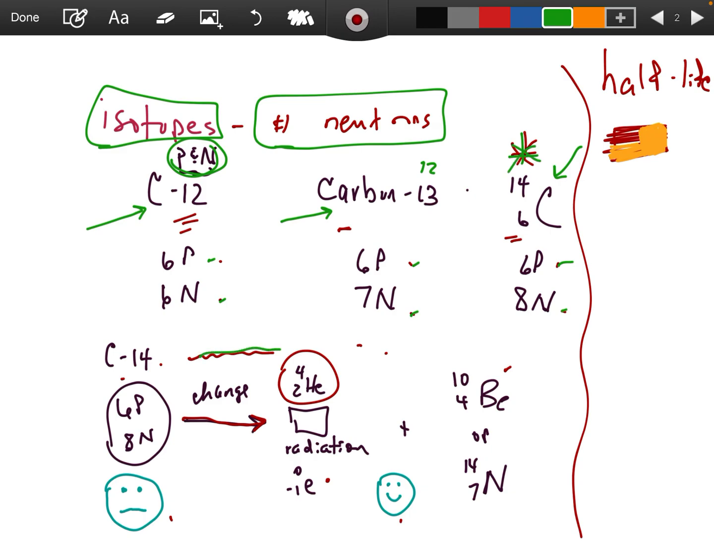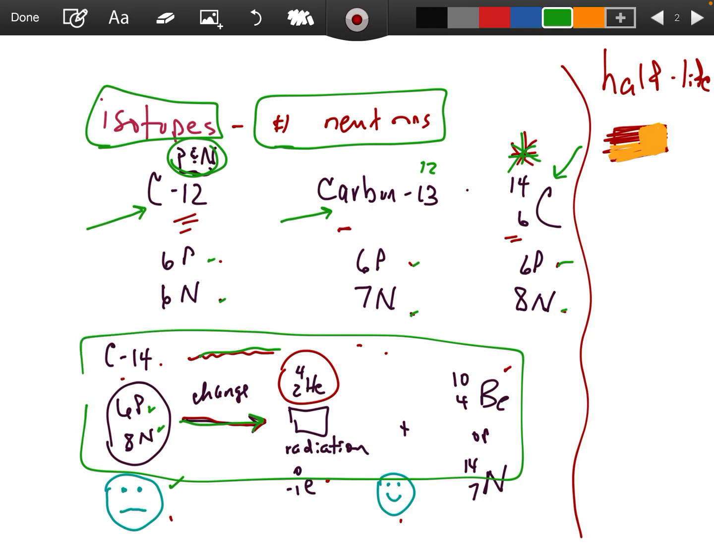So when you have a nuclear reaction, a radioactive atom, they are unstable. Something about the nucleus is unstable. It's usually the ratio of protons and neutrons, and so it will change. Now this represents a nuclear equation. So the arrow means to change.